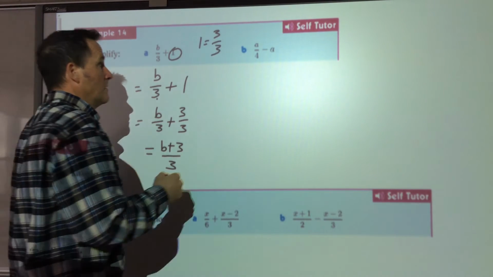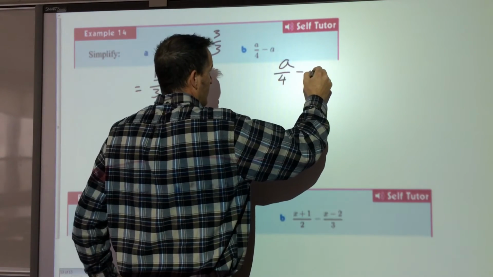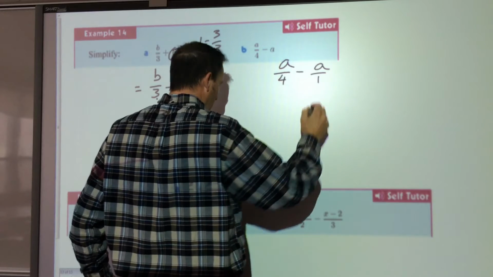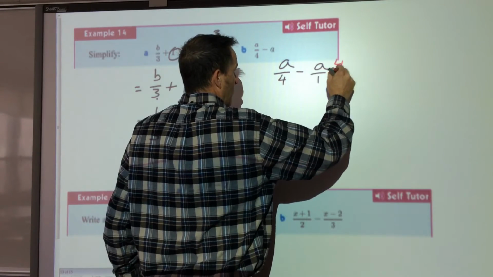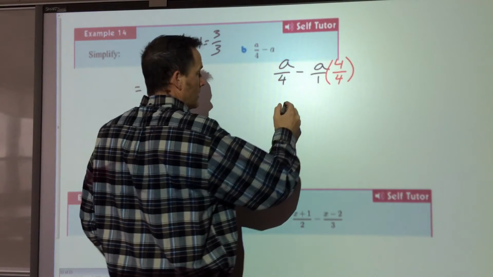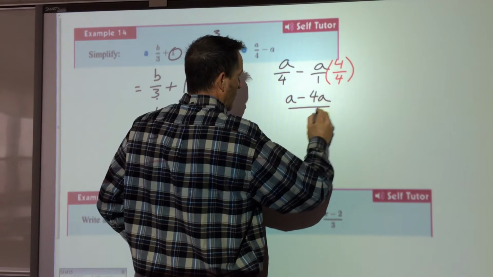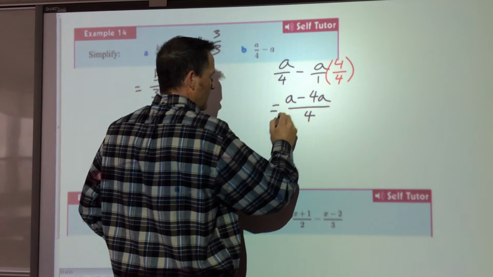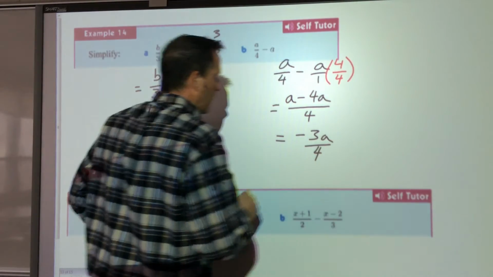Same idea here. I have a over 4 minus a. Well, that's a over 1. So that can be multiplied by 4 over 4. So I have a minus 4a over 4. I know I simplified that a little quick. Negative 3a over 4.